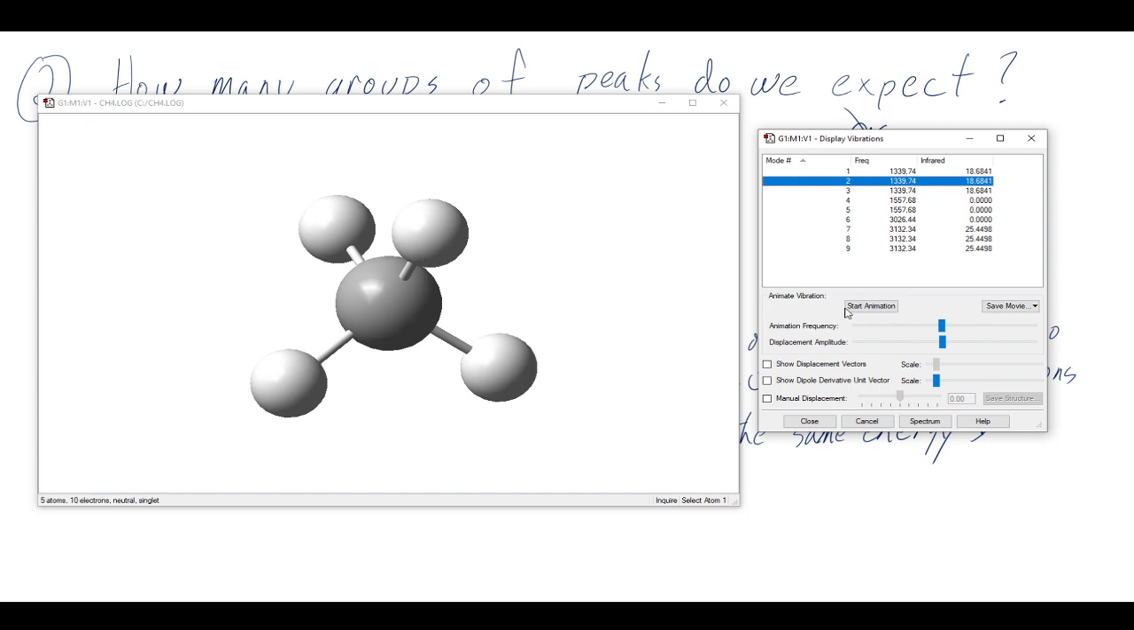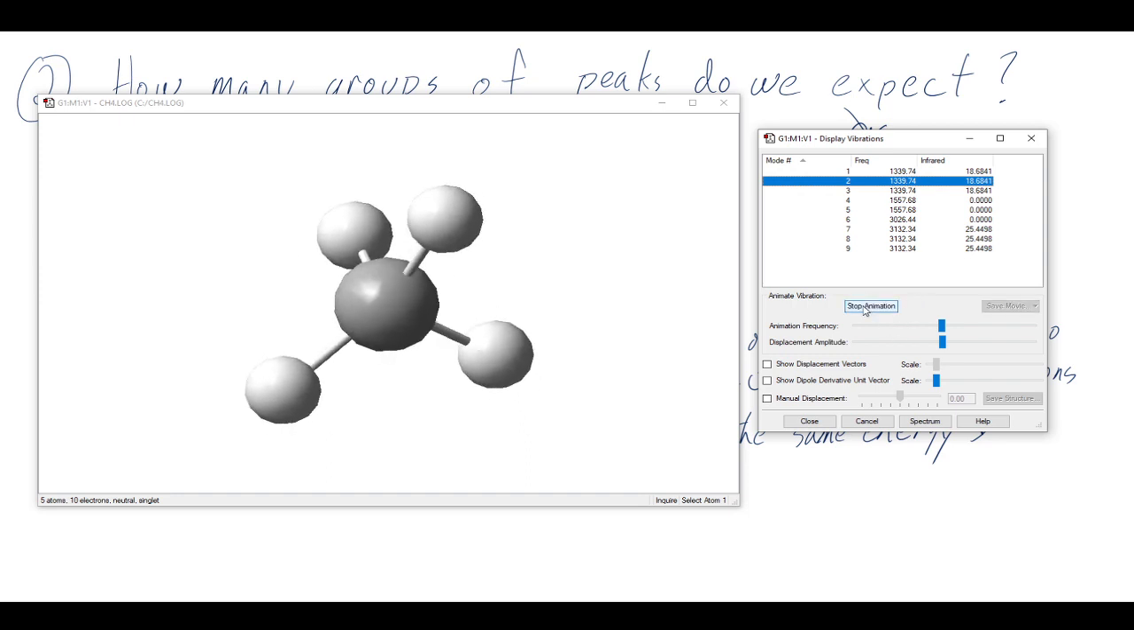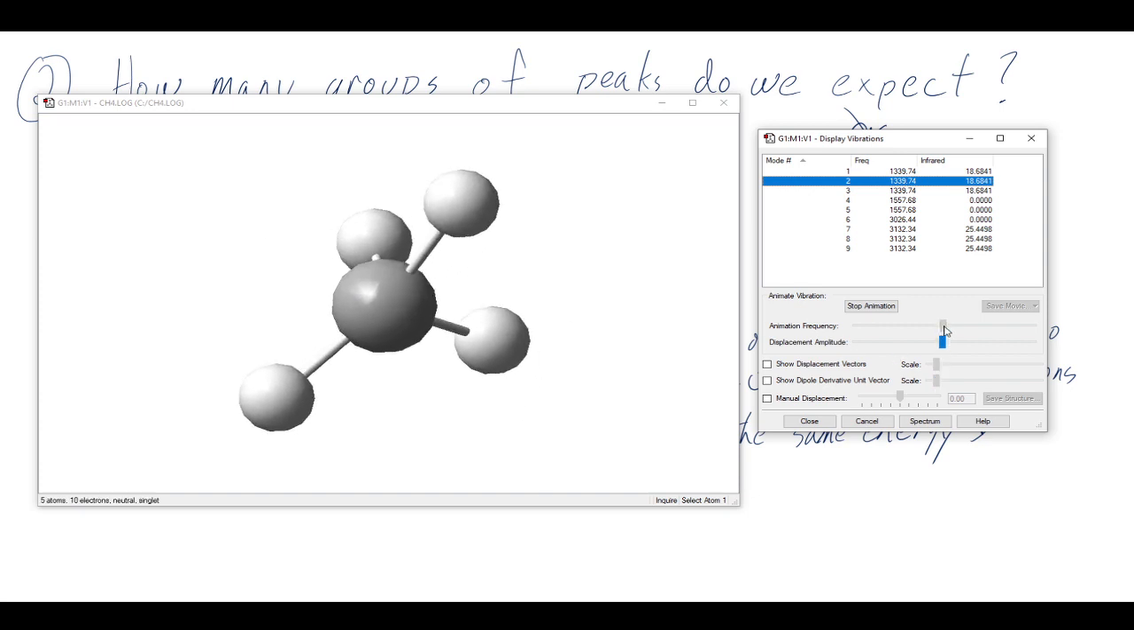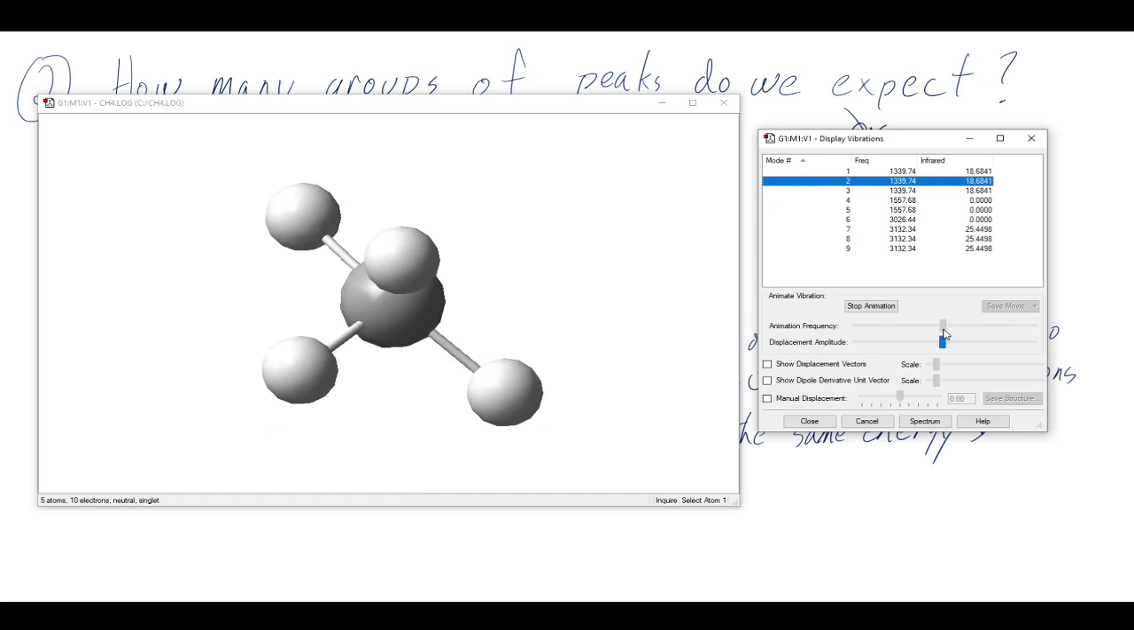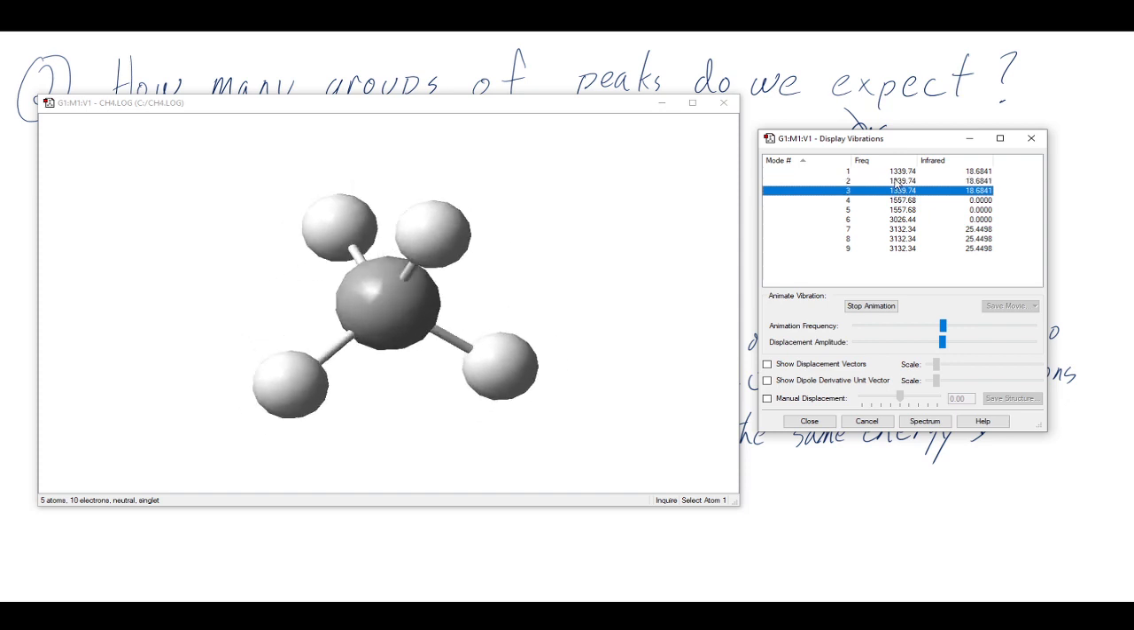So let's take a look at this. And the beautiful thing about Gaussian is you can also play little animations, right? So here's a dancing vibrational mode. You can even speed it up or slow it down if you want to sync this to music. It's pretty fun. But there's one vibration, okay? And another vibration with the same frequency is this. And another one with the same frequency is this.